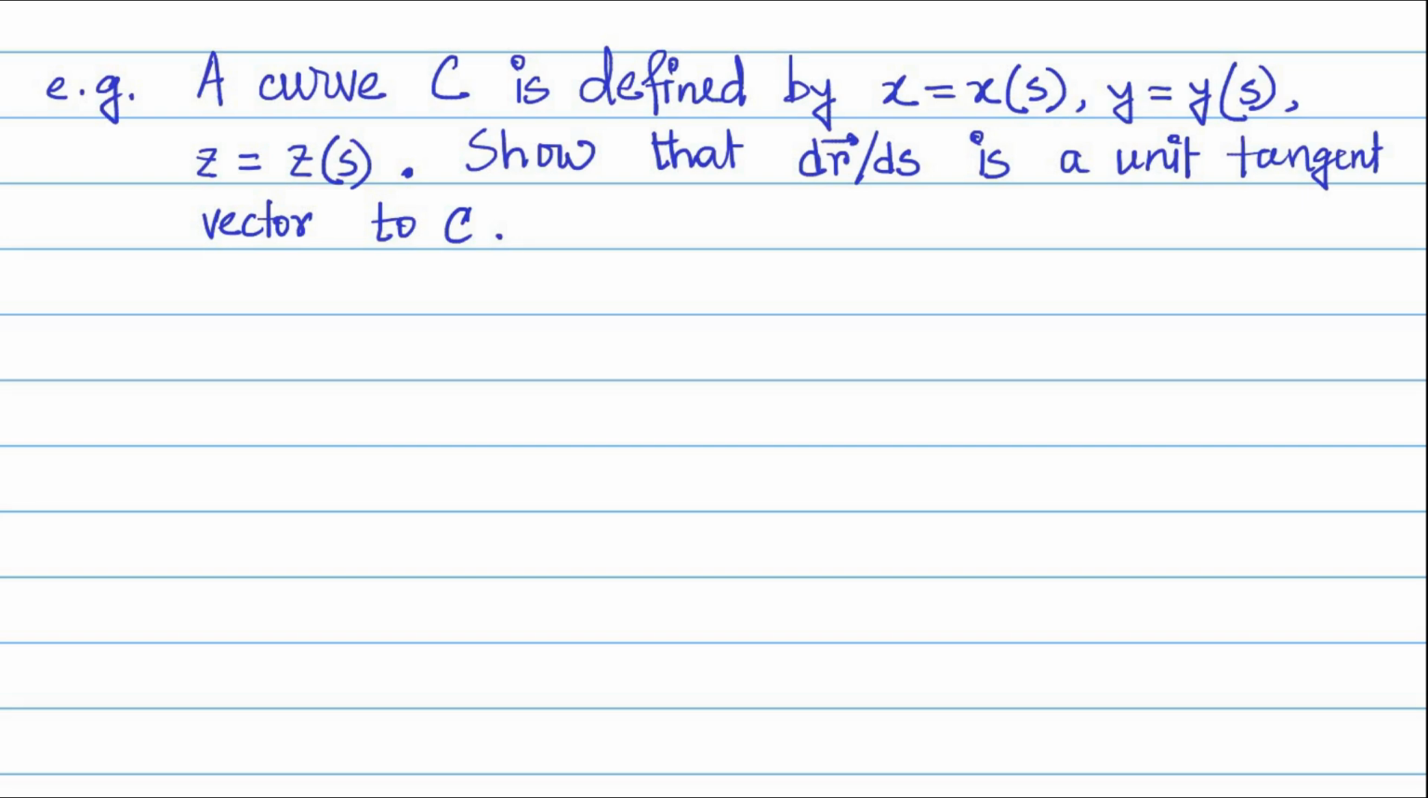It says that a curve C is defined by three equations: x equal to x of s, that means x as a function of s, y as a function of s, and z as a function of s. So from this statement, what we understand is that it is defined in terms of the coordinates, and the coordinates are parametrized. That means the curve itself is parametrized with respect to s. And this is consistent with what we have seen before.